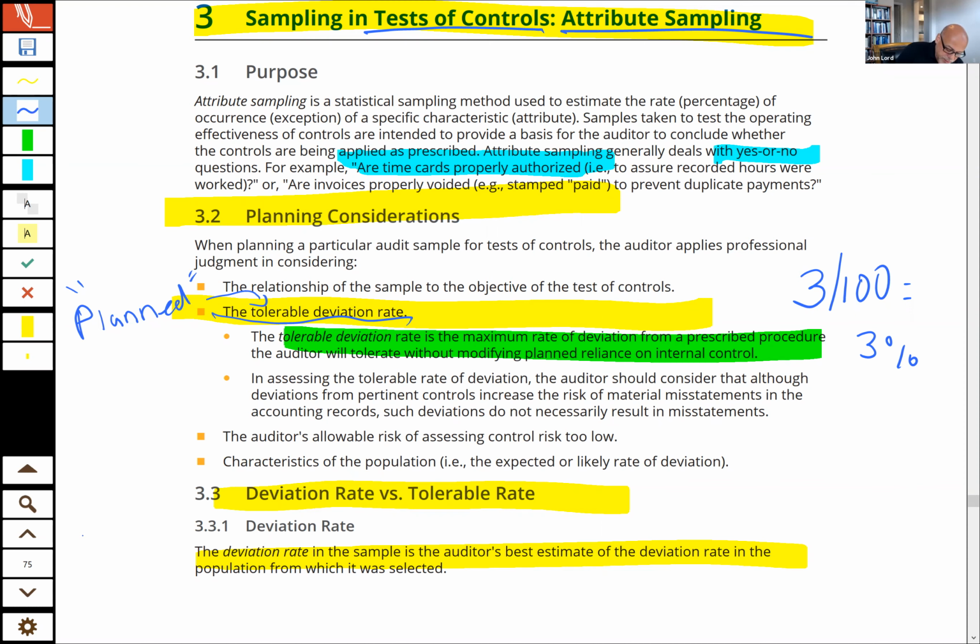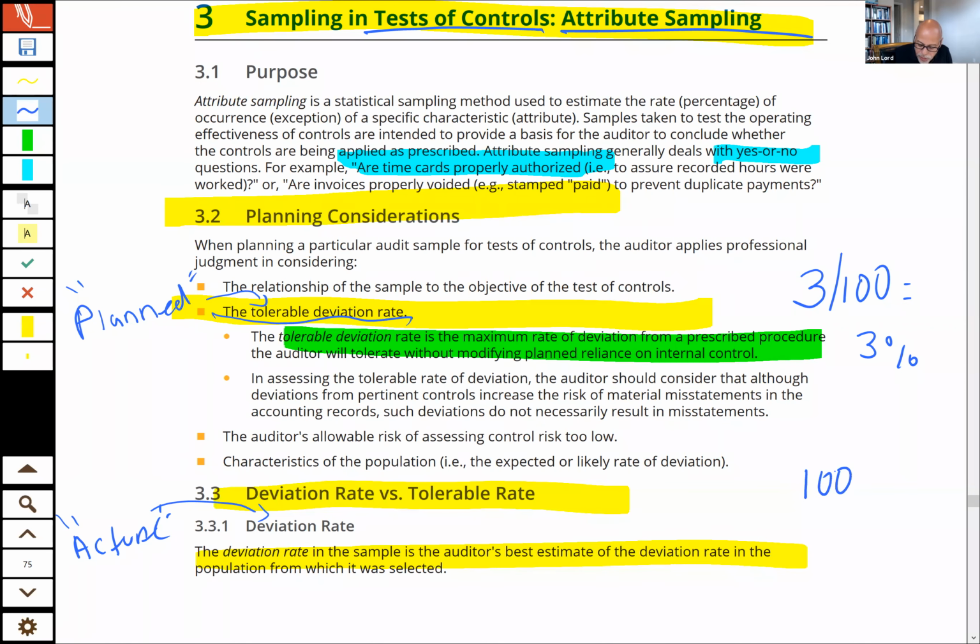Okay, so this now is going to be actual deviation rate. Again, I put quotes on that because the literature doesn't call it actual. They call it tolerable deviation rate. They call it deviation rate. But I'm just trying to illustrate to you by calling it actual. Okay, so let's say I look at 100 time cards.